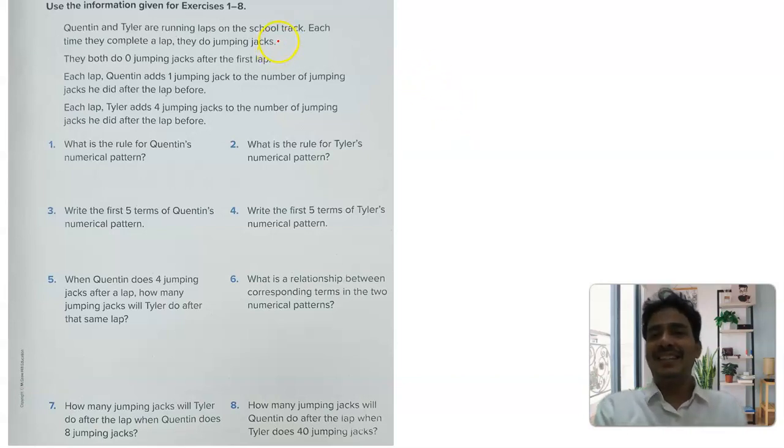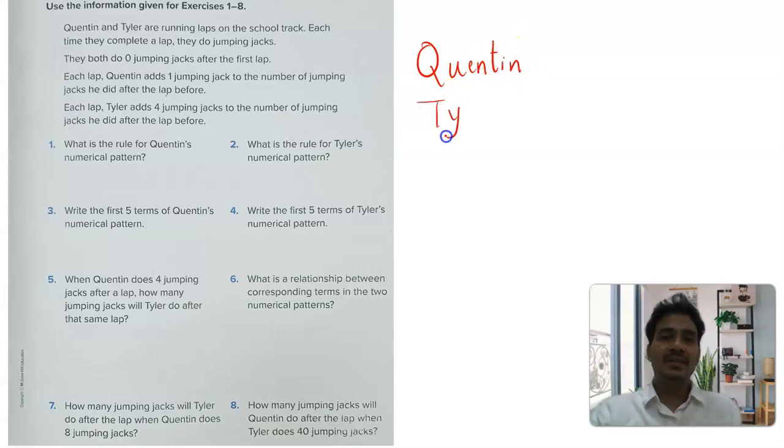Hello friends, let's see this question based on forming a sequence. Quentin and Tyler are running laps on the school track. Each time they complete a lap, they do jumping jacks. They both do 0 jumping jacks after the first lap. So let me write this here. I have Quentin and Tyler. They both do 0 jumping jacks after the end of first lap.